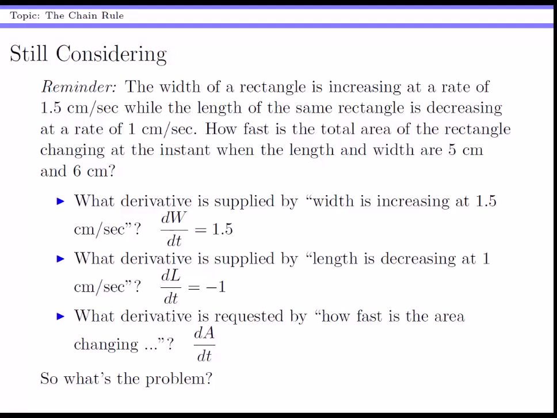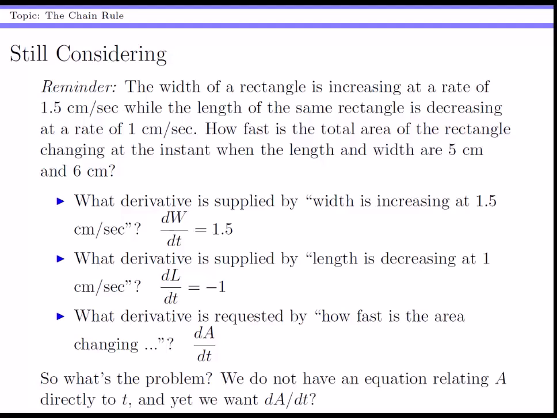Or is it? Because we want dA/dt. However, we've never written down an equation that relates area to time. So how in the world do we get dA/dt if we don't have an equation or a function directly tying area to time? Well, that's where the chain rule comes in.